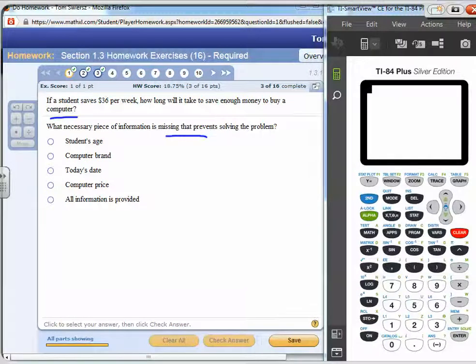Okay. Student's age, we really don't need that one. Computer brand, that doesn't matter. Today's date, no, because we just want to know how long. We don't want to know what date. But the computer price, we definitely need to know, right? We need to know how much money he is spending. So the computer price is the one that we need to solve this problem.